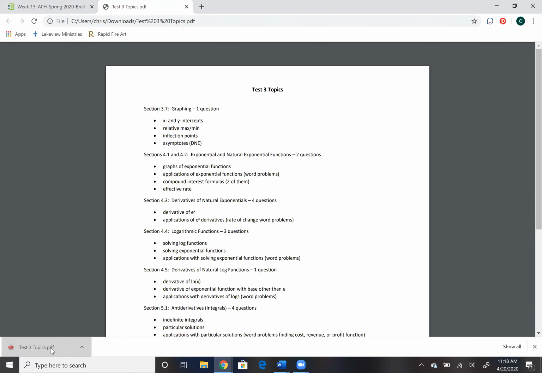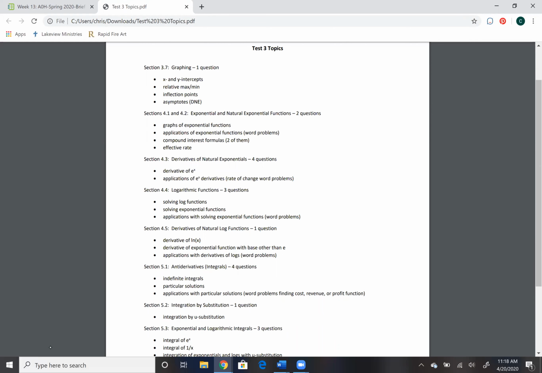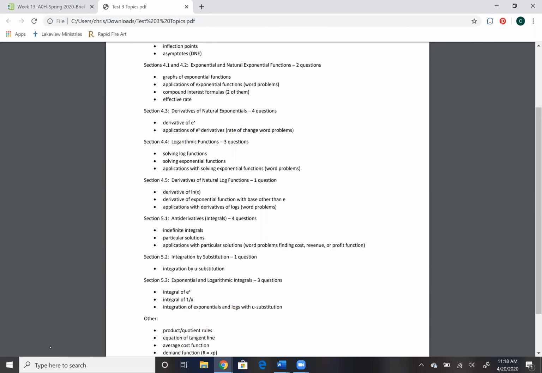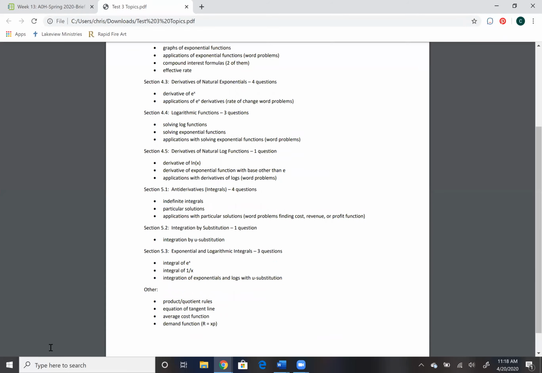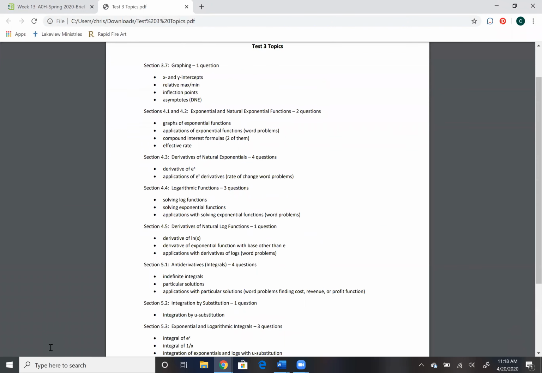The other thing that I added in here is you can see section 3.1 graphing. There is one question that comes from that section. Sections 4.1 and 4.2 on the test, there are 2 questions from that section. So I put how many questions come from each section. One of the things that's kind of tricky is down here in section 5.3, it says there are 3 questions from this section, but one of those questions is really also a 5.2 question because in section 5.3, we will be using substitution also. So there is some overlap between the sections, but that at least gives you a rough guideline of everything you'll see on the test.